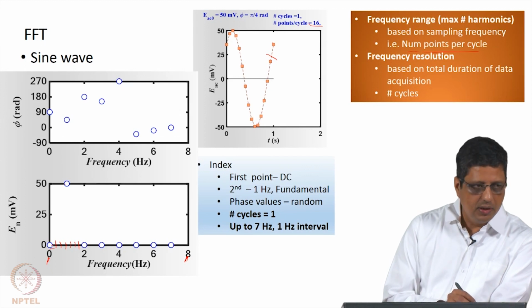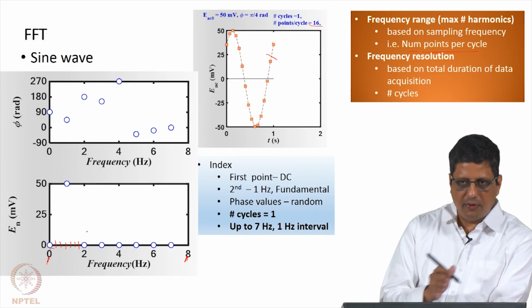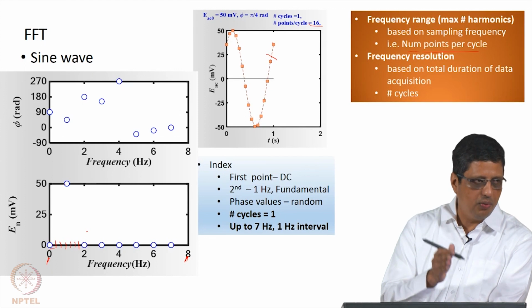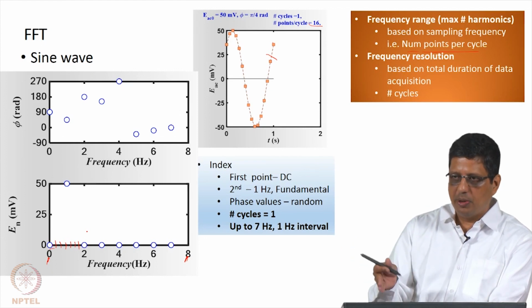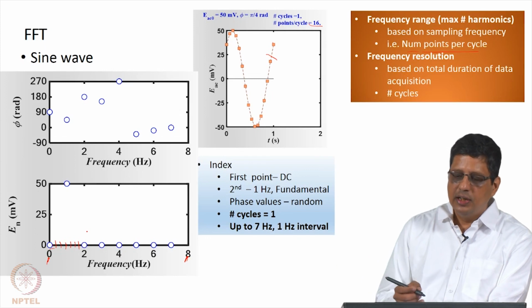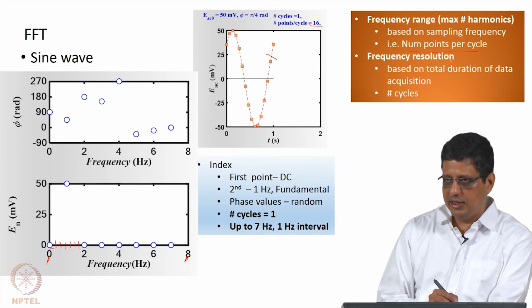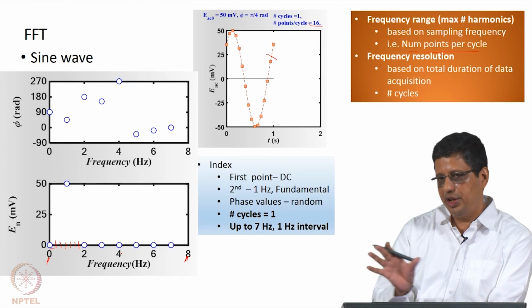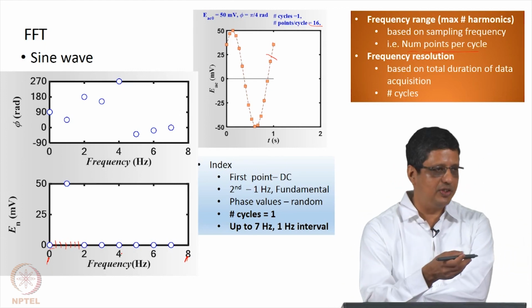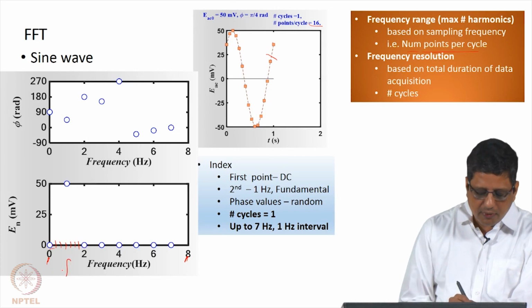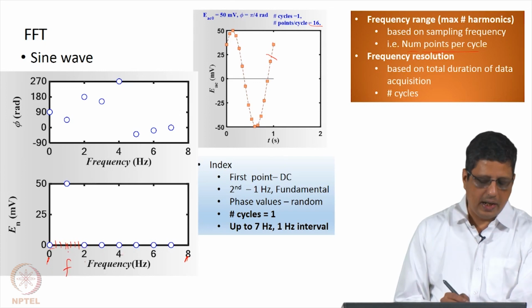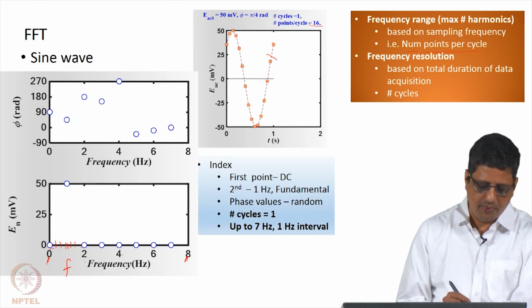The resolution 0, 1 hertz, 2 hertz, that is one way of moving, 0, 0.5, 1, 1.5, 2, that is another way of going, 0, 0.1, 0.2, 0.3, that is another way of going. The resolution I can get in the frequency depends on total duration. Another way to look at it is number of cycles. So here 1 is because of the time I have taken here. You can take f, 2f, 3f, 4f, and if you want less than f, 0.1, 0.2, 0.3 and so on, it needs to be done for longer time.